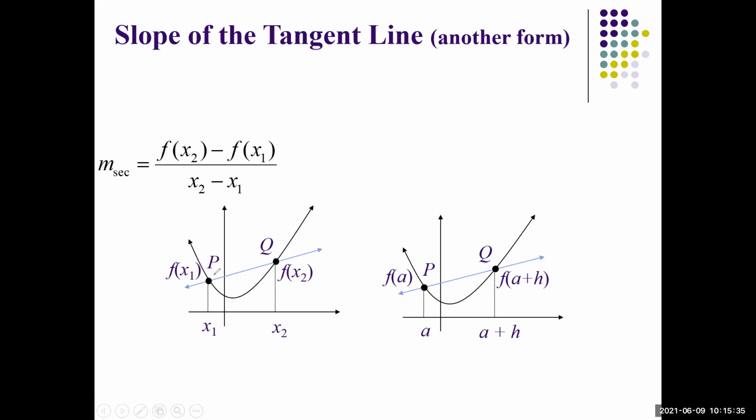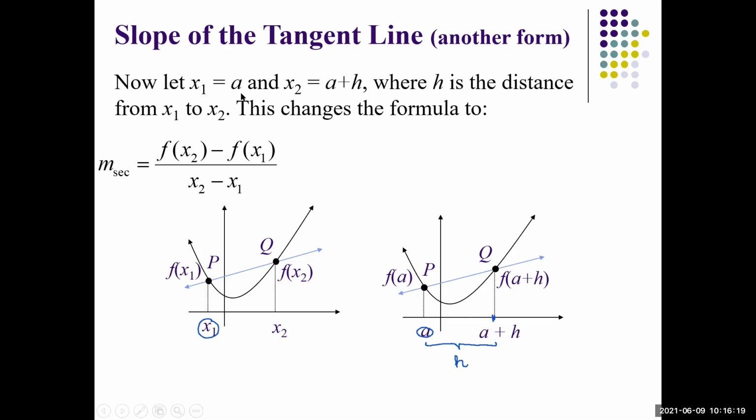The p, the x1, I still label it a as the fixed constant. Now the difference is that instead of the q you call x, we call a plus h. So the horizontal distance between p and q is h. If that is a, and this distance is h, then the x coordinate of q will be a plus h. So we plug in.